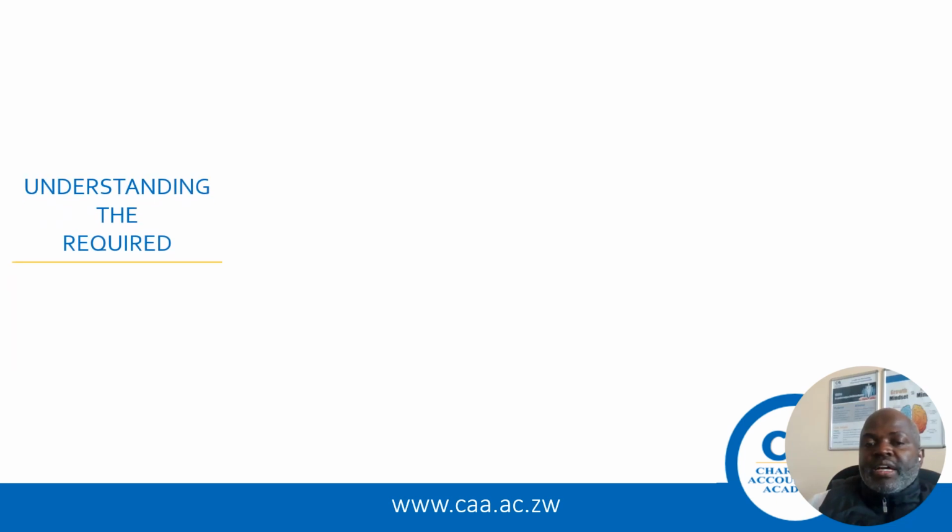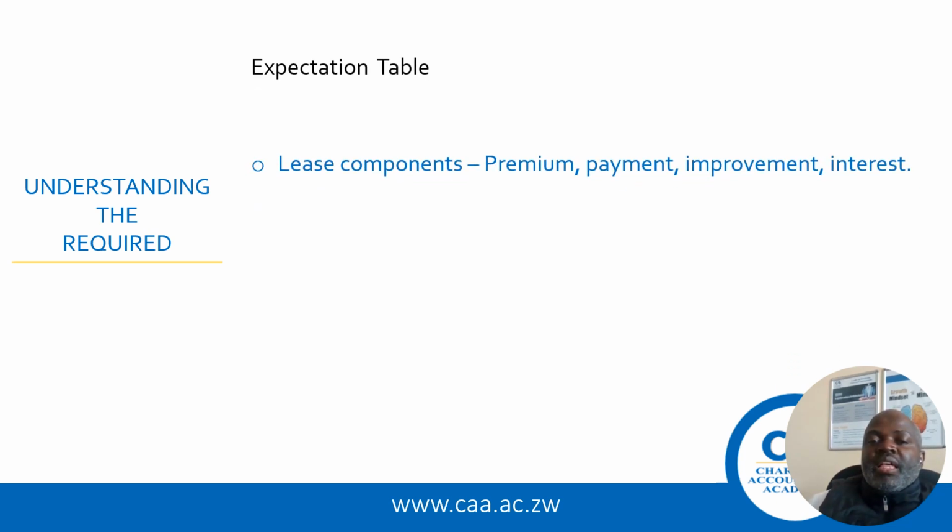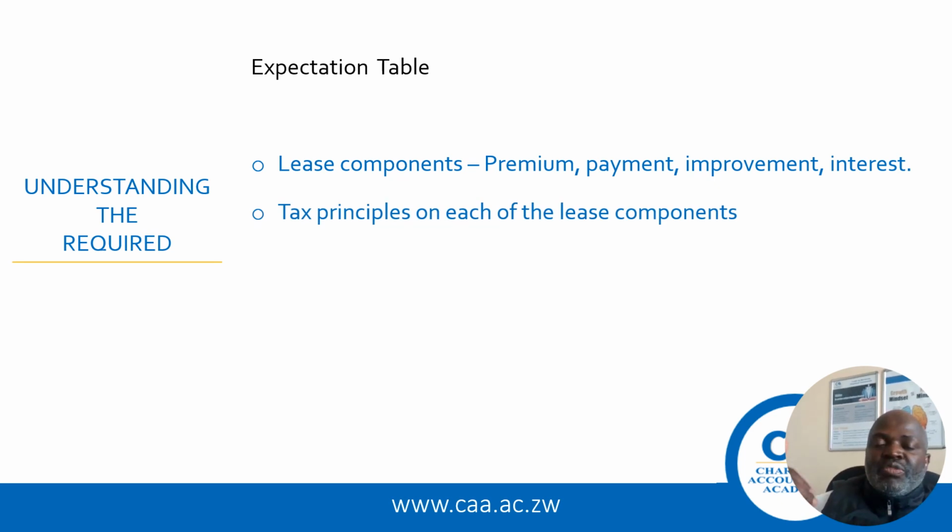Right, so to further show the importance of understanding the required, you now come up with some table of expectation to say how many components are there, is there lease premium, lease payment, lease improvement, any interest, and so on. What tax principles do I want for each of these components? If it's a lease premium that I am receiving, it becomes a gross income item, and under gross income, we then look at what is the most relevant element of the gross income.